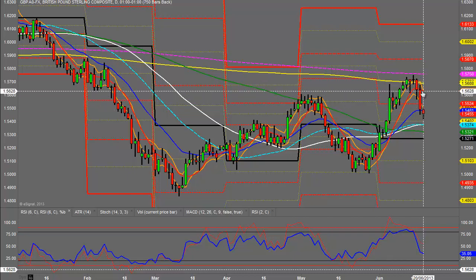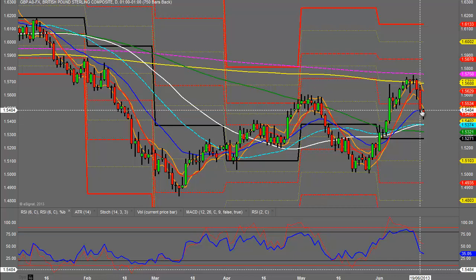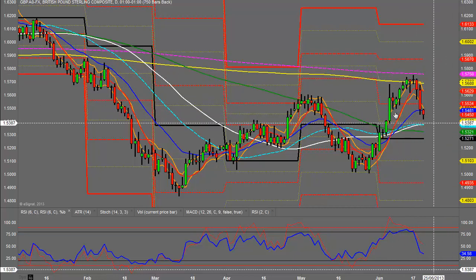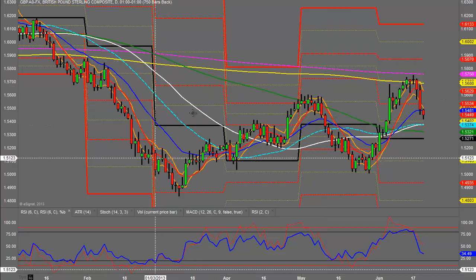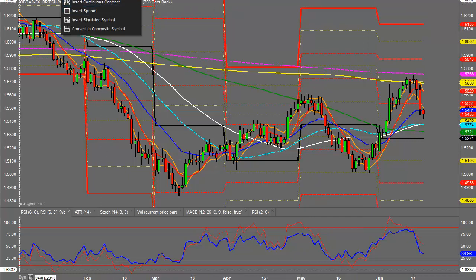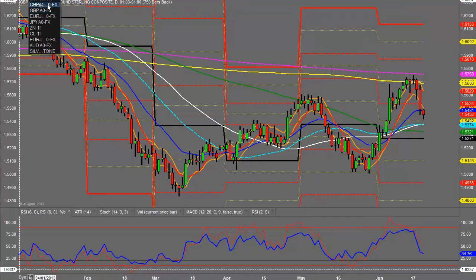As I say, yesterday it sold off really strong. It's whether or not we can break this previous high here, or whether we're going to just sit in a very tight, big range that the cable likes to sit in for long periods. Let's have a look at euro. Oops, sorry. Euro dollar.